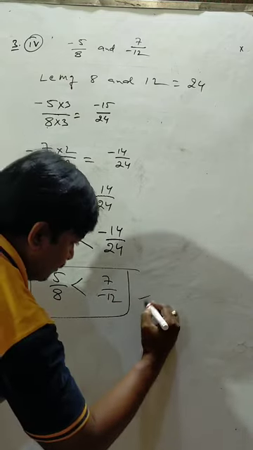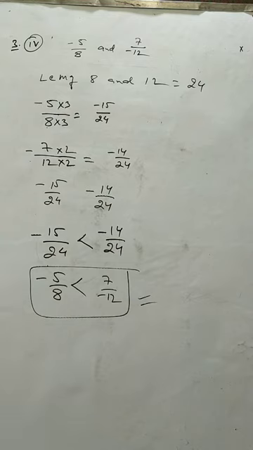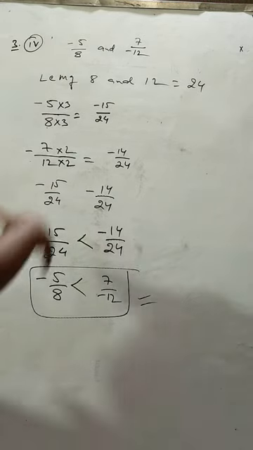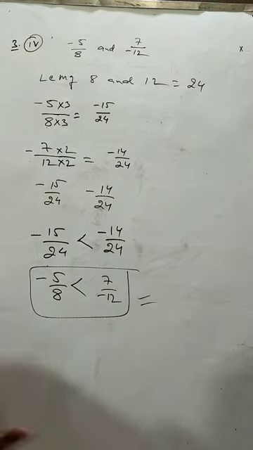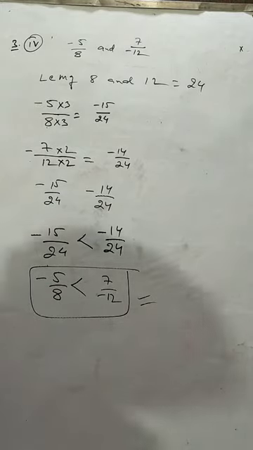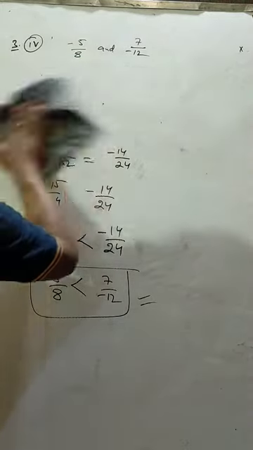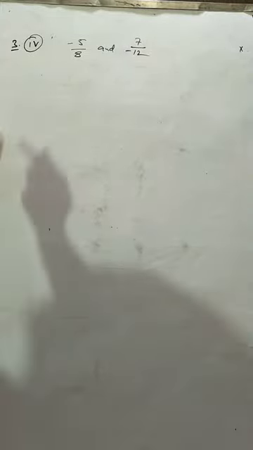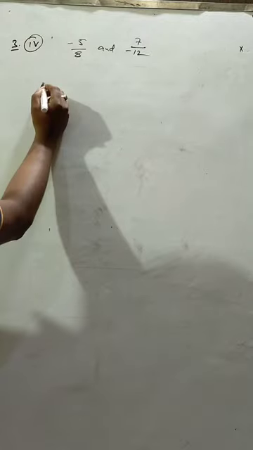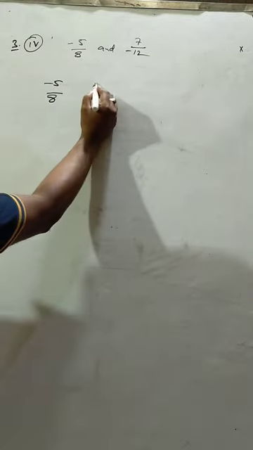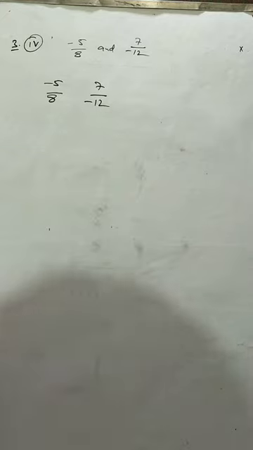This is your answer. So this is one of the processes to compare rational numbers without using a number line. There is one more process to compare. Now see, if we do the same question in another process: this is minus 5 by 8 and 7 by minus 12.